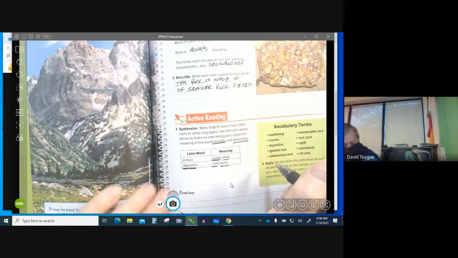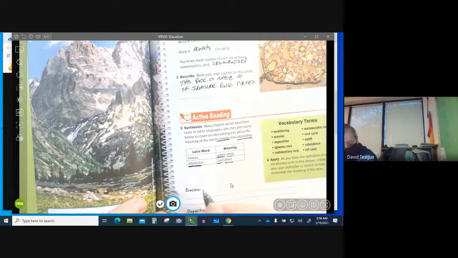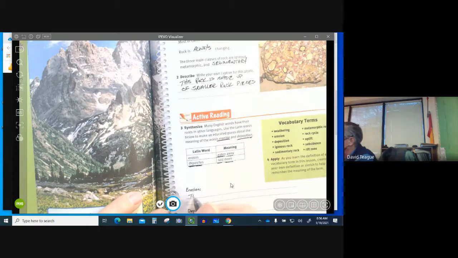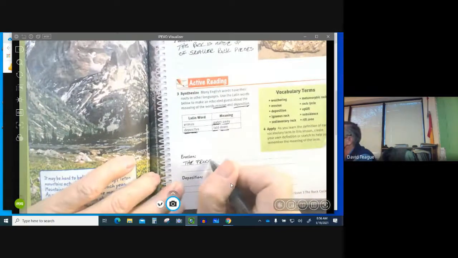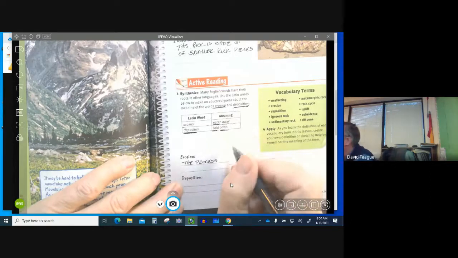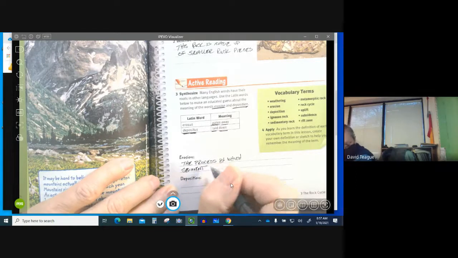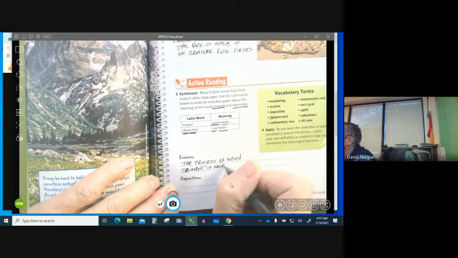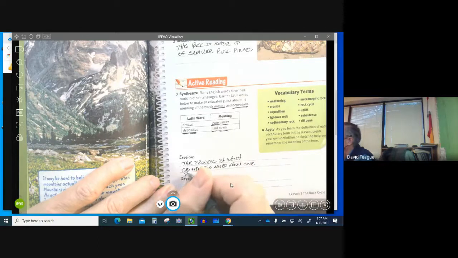So erosion is the process by which sediment is moved from one place to another.